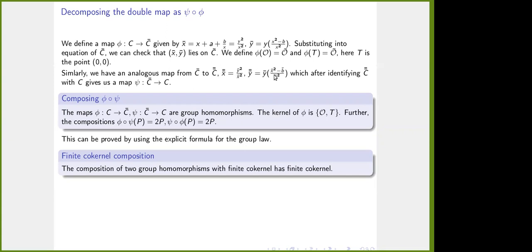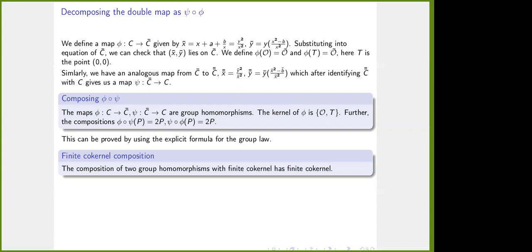And again we have an analogous map from C bar to C bar bar, and we use the same formula but with a bar and b bar instead of a and b. The point is that you can just do the computation to check that a point in C lands in C bar. That will prove automatically that a point in C bar will land in C bar bar because it's the same calculation. And these two explicit maps also, if you use the explicit formula for the group law, you can check that it's a group homomorphism.